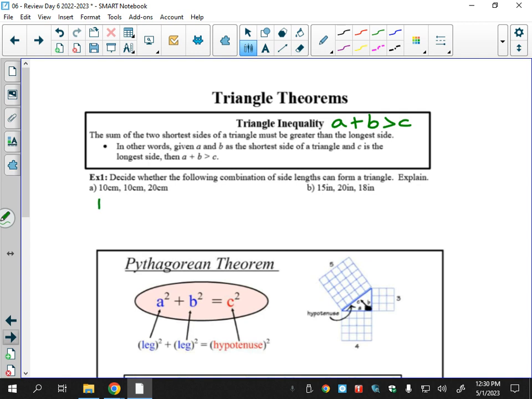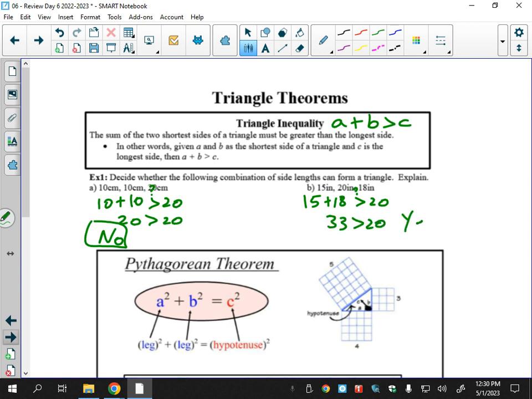So I'm just going to use that to test to see, do these sides form a triangle? So we're looking to see, is 10 plus 10 greater than 20? And it's not, because it's exactly 20. So we say no, these do not form a triangle. We've got 15, 20, and 18. Shorter sides are 15 and 18. Is that greater than 20? Let's see. Well, 15 plus 18 is 33, which is greater than 20. So yes, it does form a triangle.